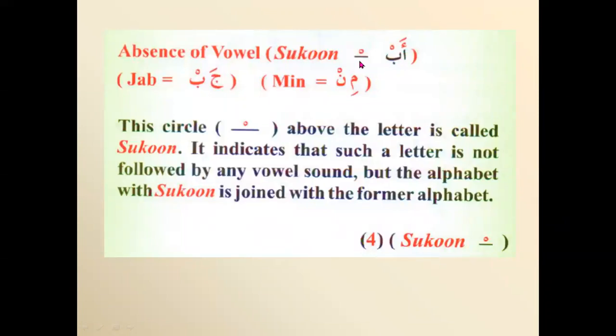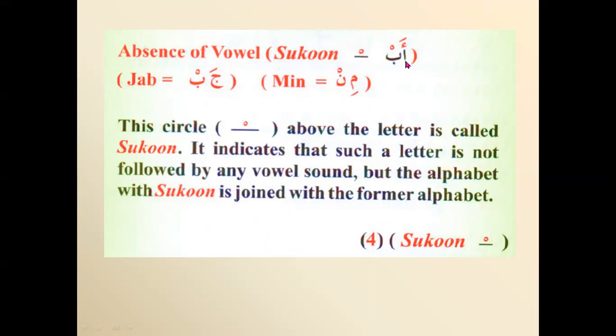The next is the sukun. Now this sukun is the absence of vowels, meaning to say you cannot say a, you cannot say u, you cannot say e. And this one is added to the letter that follows the voweled letter. So for example, here we have hamza fatha plus ba sukun. And the shape of it is like a small circle written on top of the letter.